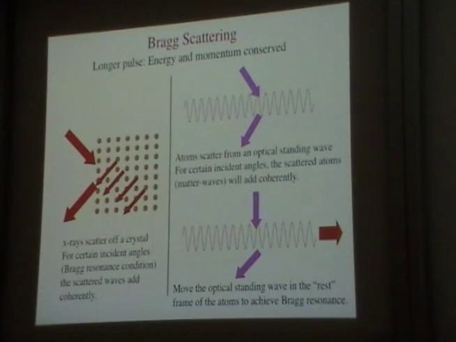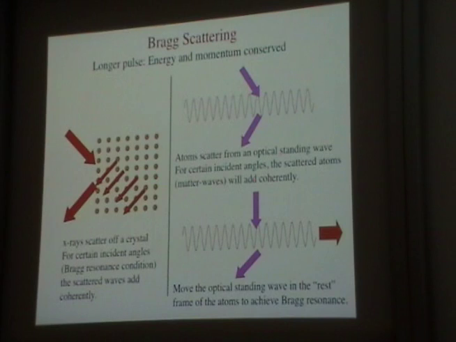A technique that's probably a little bit better to use is something analogous to Bragg diffraction. Bragg diffraction, you may have learned, is when you have a periodic array of scatterers. For example, if I have ions in a crystal and I send x-rays in, the x-rays will scatter off the ions. But if I come in at just the right angle, the scattered x-rays from these ions will all add up coherently in one direction, and you get a peak in the scattering for a certain incident angle. This is called Bragg scattering.